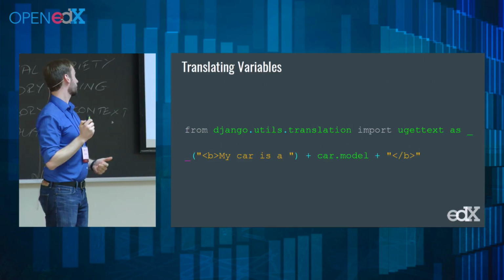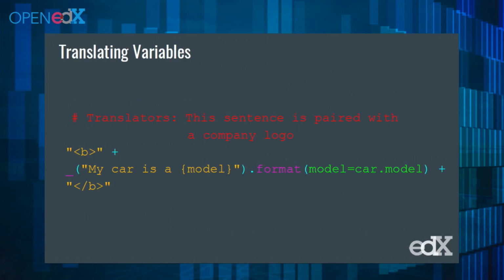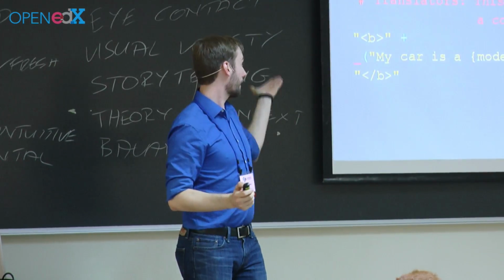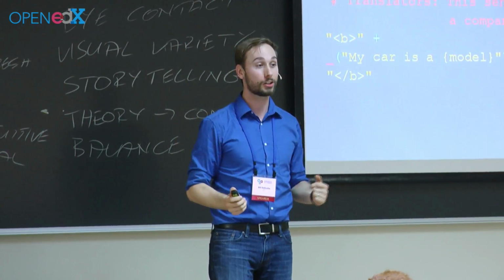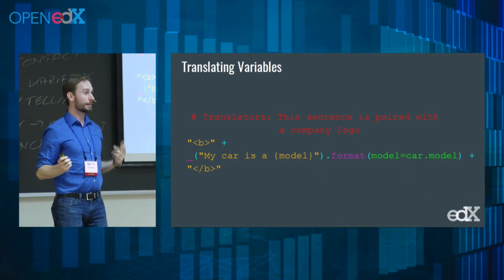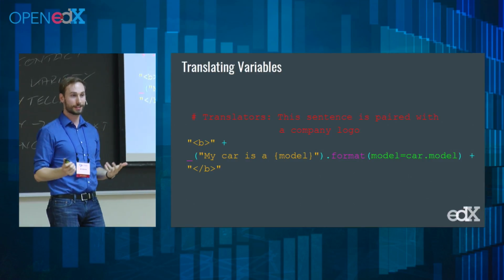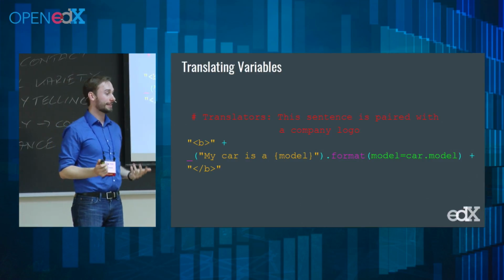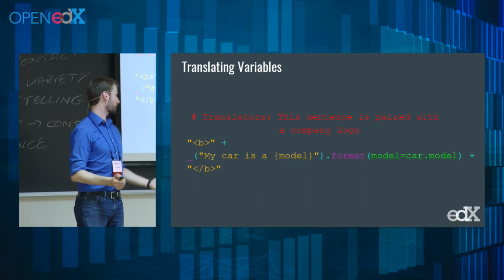So let's improve it. Most getText implementations allow you to give translators notes. If you can't capture it in code, you can capture it in a nice comment. This is going to be paired with the company logo. That might be relevant. It might not be relevant to the actual translation, but it helps the translator get in the mindset of your learner, which will help them give your learners better translations.